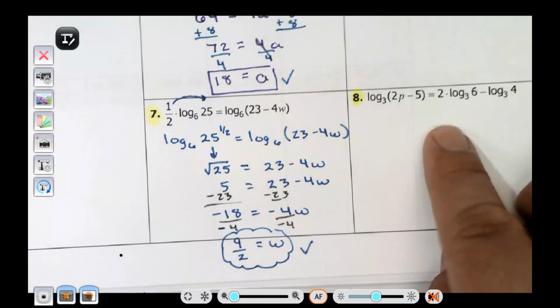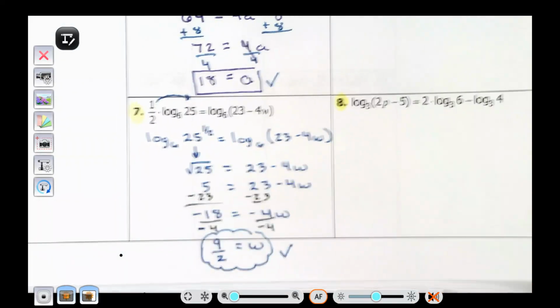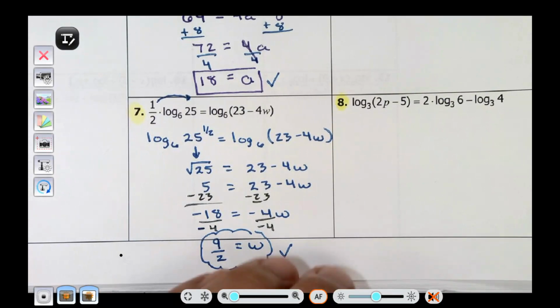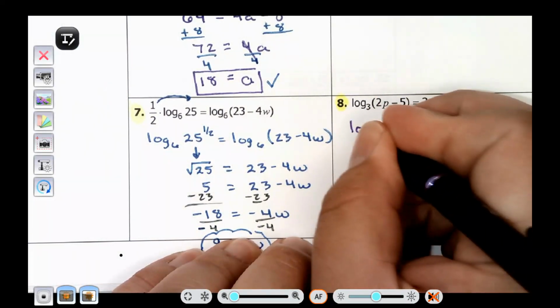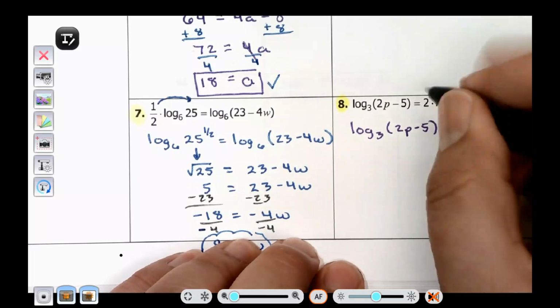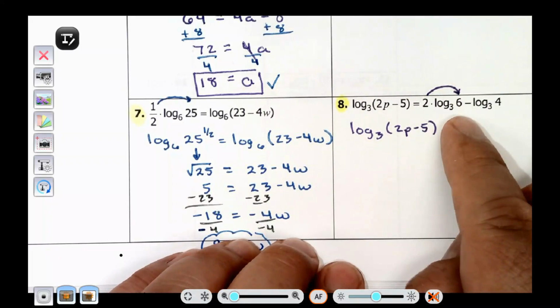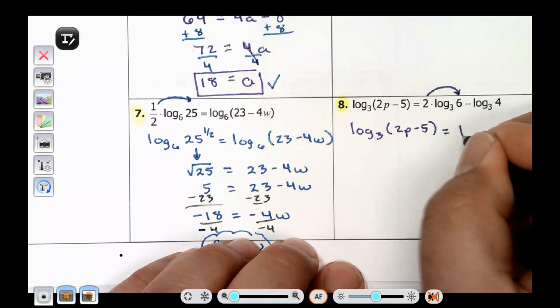Now, on this one, the only reason I want to talk to you about that one, and maybe we won't even finish it, but at least just to give it a start. Yeah, this side is fine. Log base 3 of 2p minus 5. But remember, it's asking you to send the 2 back up to a power. It does have a minus sign.